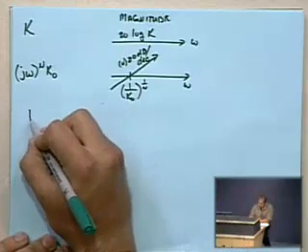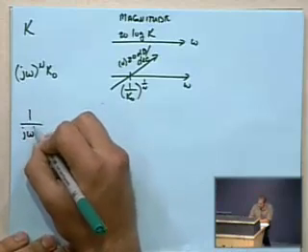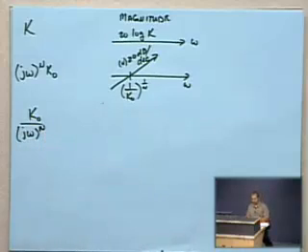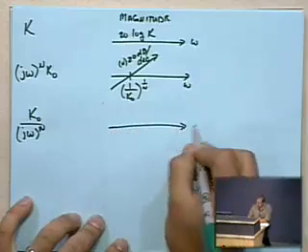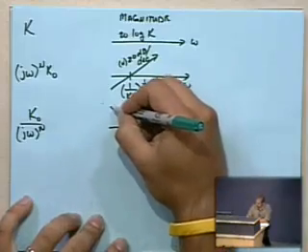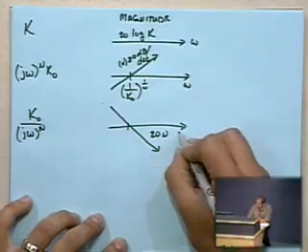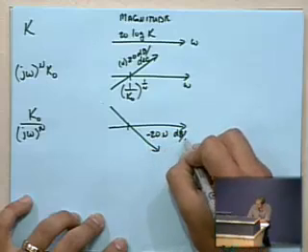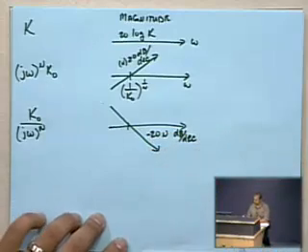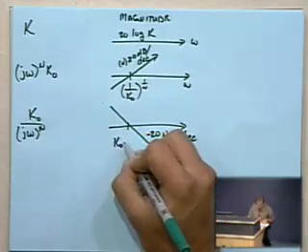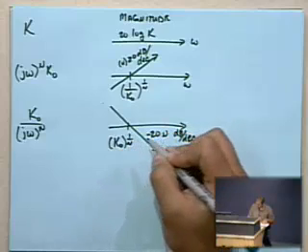Now if you have a pole, and again, of the generic form k0 over j omega to some degree n, some power n, what you're going to have is the opposite situation where it's going to decrease at 20 times n, negative 20 dB per decade. And it's going to cross the origin at a frequency k0 times 1 over n.